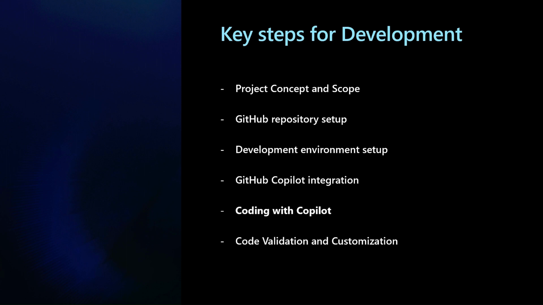And then comes coding with Copilot. You start writing the code with Copilot's assistance, and you can improve the comments, and Copilot will generate the code snippets, auto completions, and suggestions based on the context. Finally, we have code validation and customization. We can review and validate the code generated by Copilot to ensure it aligns with your project's requirements. It gives you the coding standards and best practices as well, and it also customizes the generated code as needed to meet specific project needs.